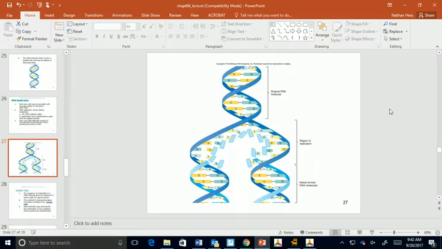Does it break apart? Eventually, you would have two separate DNAs, absolutely. And it never comes back together? No, because it's just an exact copy.